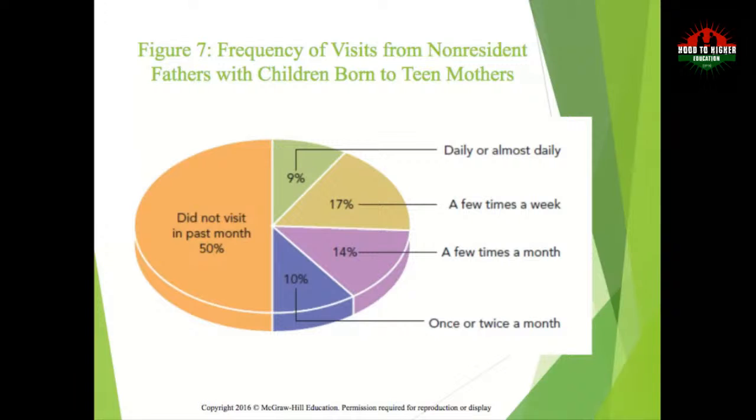Okay. Now this chart right here represents the frequency of visits from non-resident fathers with children born to teen moms. 50% did not visit in the past month, whereas 10% once or twice a month, 14% a few times a month, 17% a few times a week, and 9% daily or almost daily, right? We need to get that daily and almost daily number up, right? But we're talking about teen mothers and fathers who may not be mature enough or may not be ready for this type of responsibility.